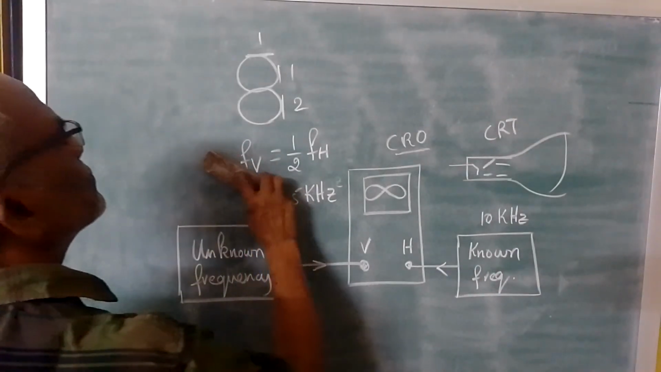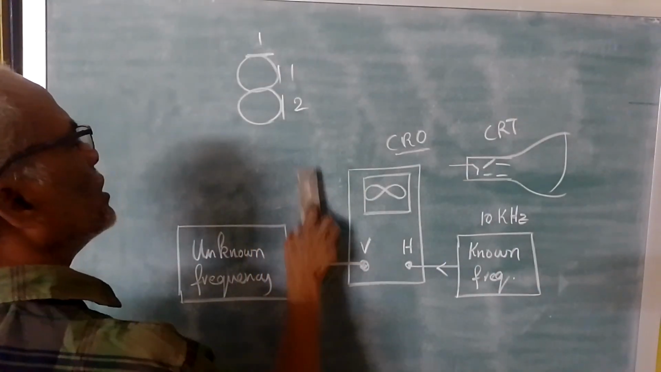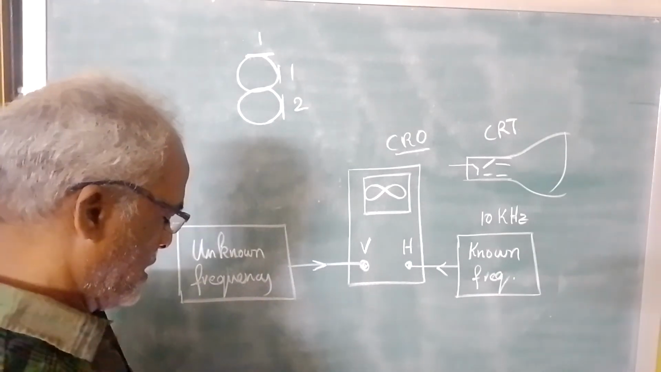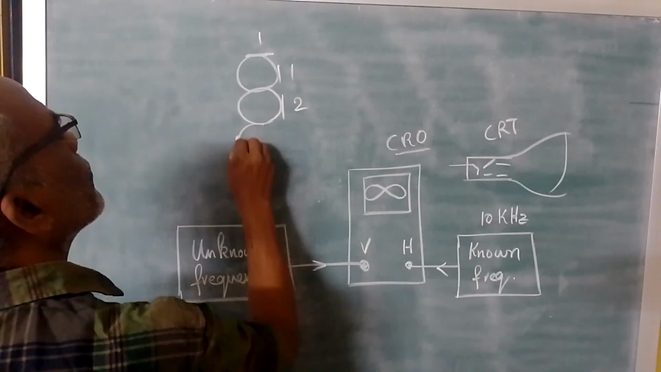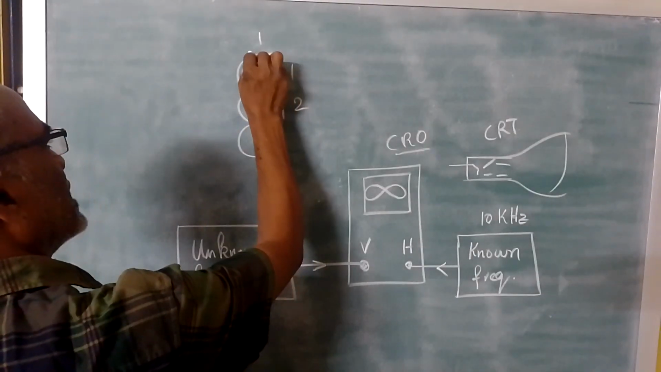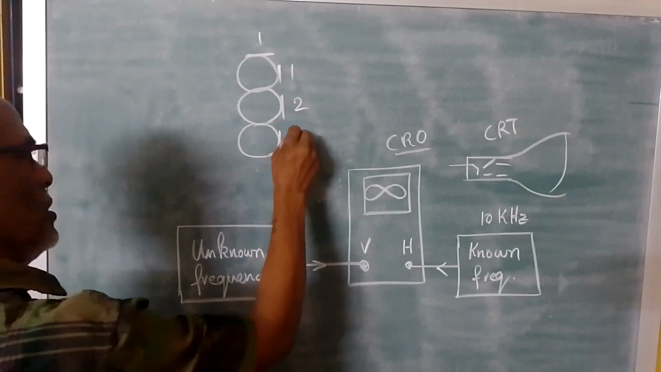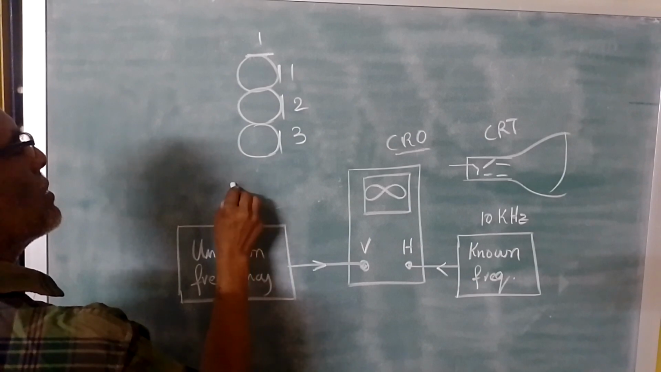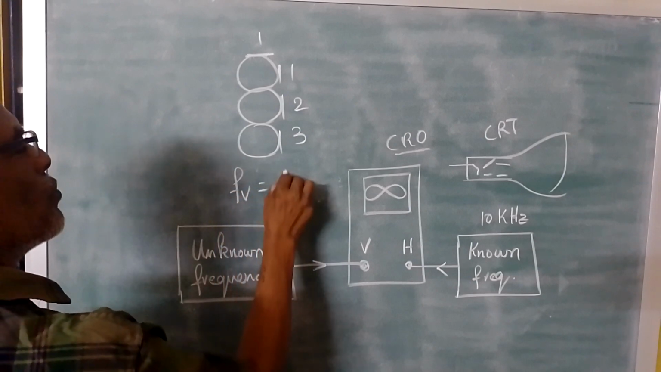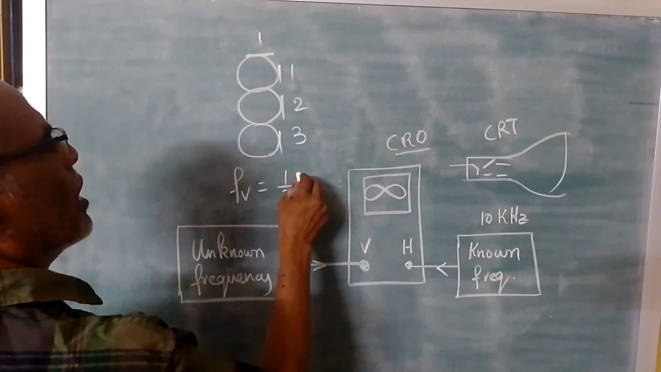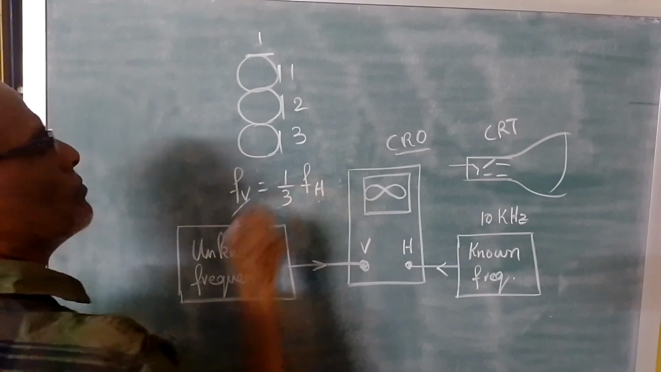Next, instead of 2 vertical loops, you can have 3. This tangential point is only 1, but here you have 3. So in this case, vertical frequency is 1 by 3 horizontal frequency.